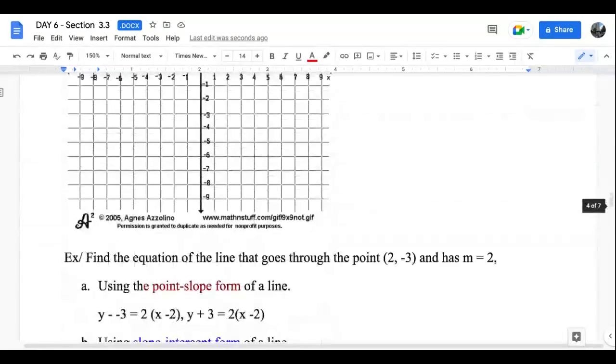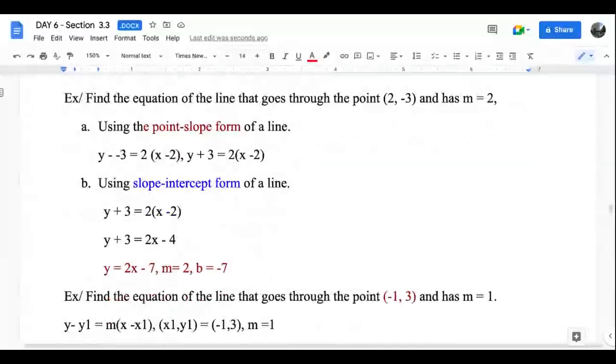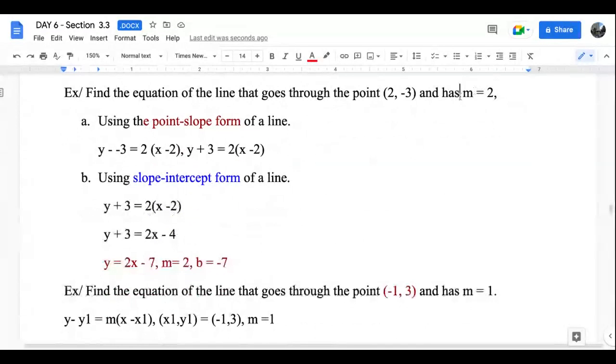All right, let's keep going. This is given slope as 2, given 1 point as 2 comma negative 3. So we can use the slope-point form right away. So y minus y1, which is y minus negative 3, equals 2 times x minus 2. We simplify a little bit, so we get y plus 3 equals 2 times x minus 2.